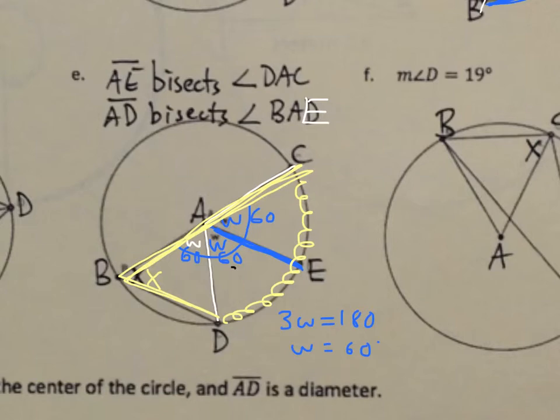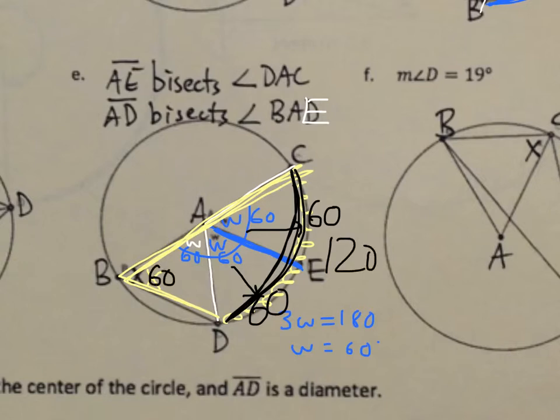If it's 60 degrees here in the center, I know that that arc is worth 60 degrees, and the same as this part here. If it's 60 for the angle in the center, it's 60 on the arc. So I've got 120 degrees right here. That yellow angle would have to be half of the 120 degrees. So angle X would have to be worth 60.